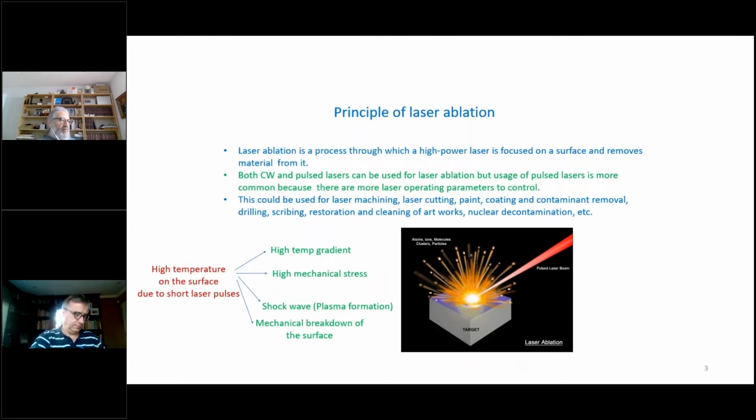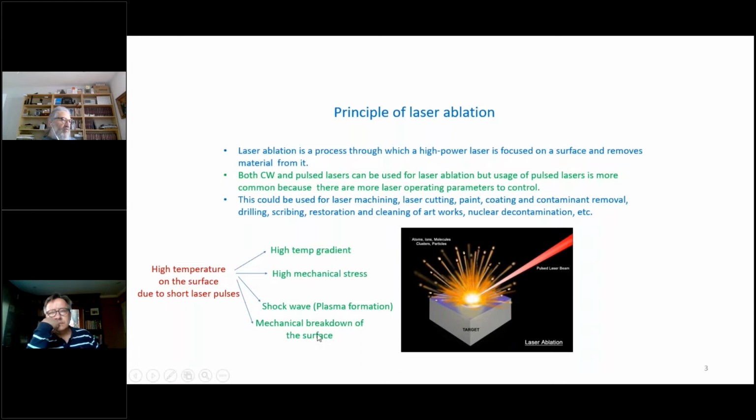So when we talk about laser ablation, what is the nature of the process? It is basically to focus a laser beam on a surface and remove material. Once you focus this laser beam on the surface, there will be a high temperature gradient and a high mechanical stress, and a plasma is formed, which creates a shock wave, and the shock wave would cause a mechanical breakdown of the surface.